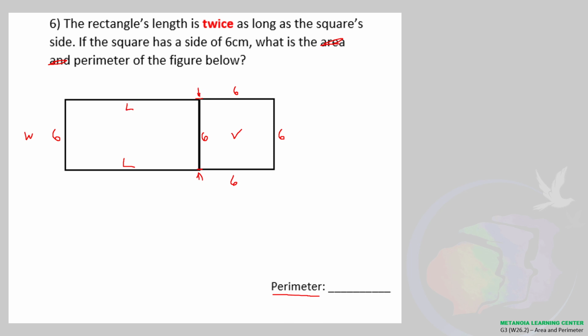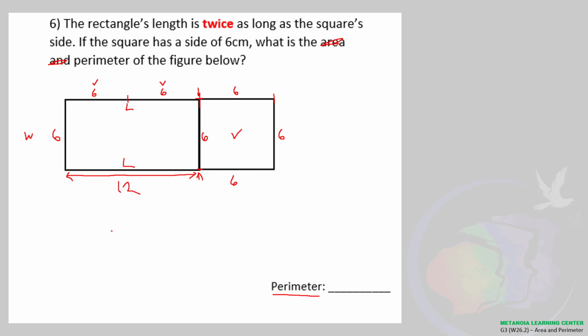Going back, it says there that the rectangle's length is twice as long. Meaning, if this represents 1 unit, the rectangle's length should represent 2 units, in which each unit is equivalent to 6 centimeters. So since each unit is 6, this means that the total length of the rectangle is equivalent to 12. With the given data, I'm quite sure that you'll be able to solve for the perimeter of the figure below.